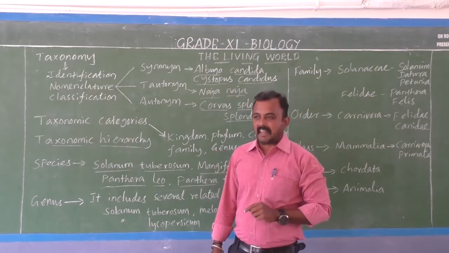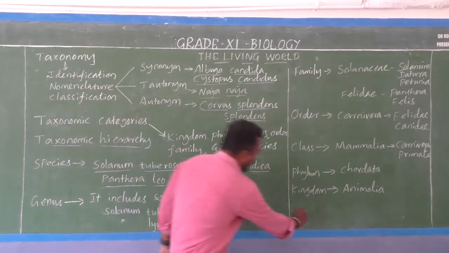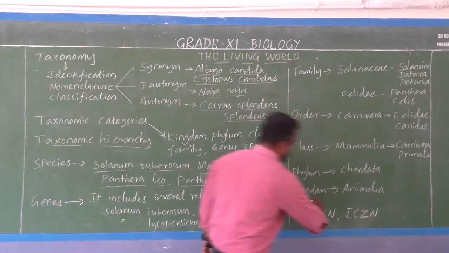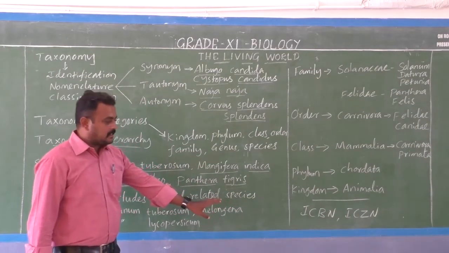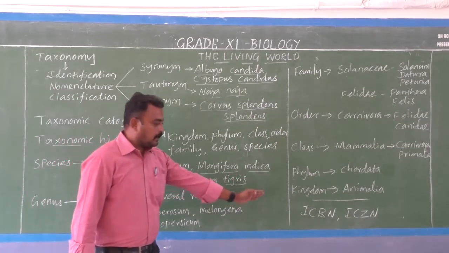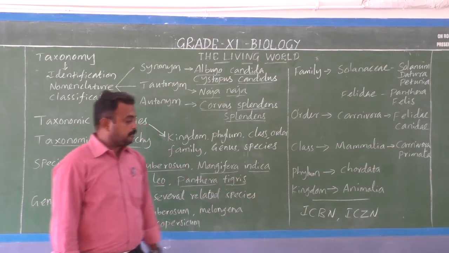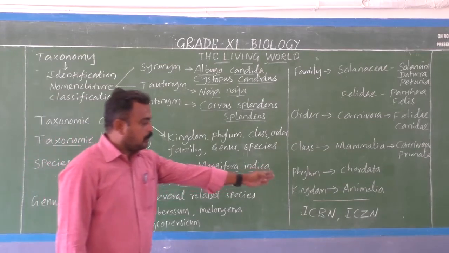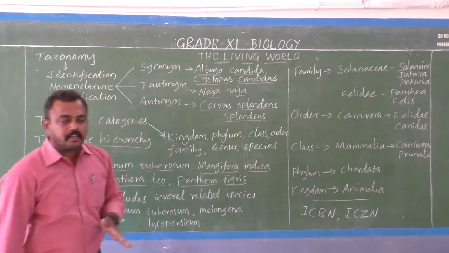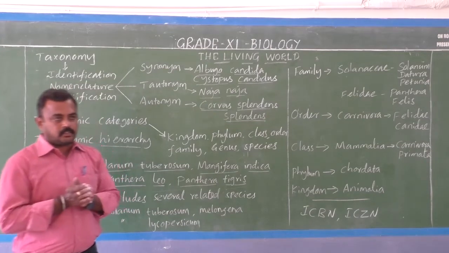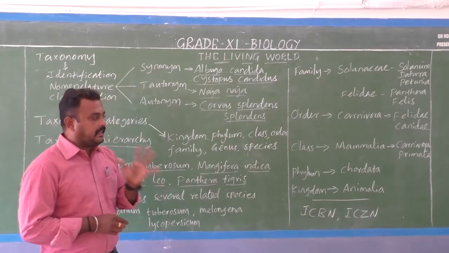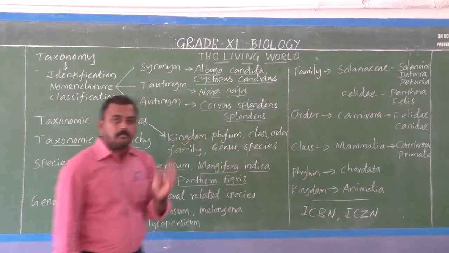In the previous class, I told about ICBN and ICZN. ICBN is the International Code for Botanical Nomenclature, and ICZN is the International Code for Zoological Nomenclature. Here they have given rules and regulations. That means they are giving a code to nomenclature: how we need to give the name, and what the criteria for naming are.